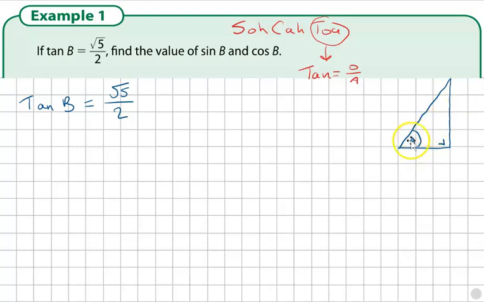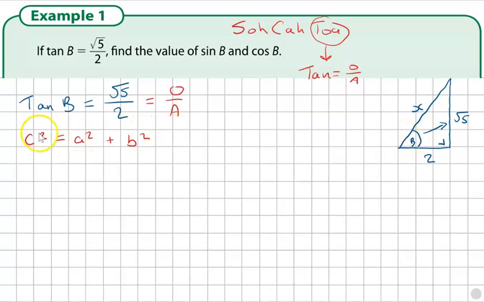So opposite angle B is this side here. So this is going to be root 5 and the adjacent is going to be 2. So root 5 over 2 equals O over A, opposite over adjacent. So root 5 is your opposite. It's opposite the angle, angle B, and 2 is the adjacent. So then the other side we can call x.